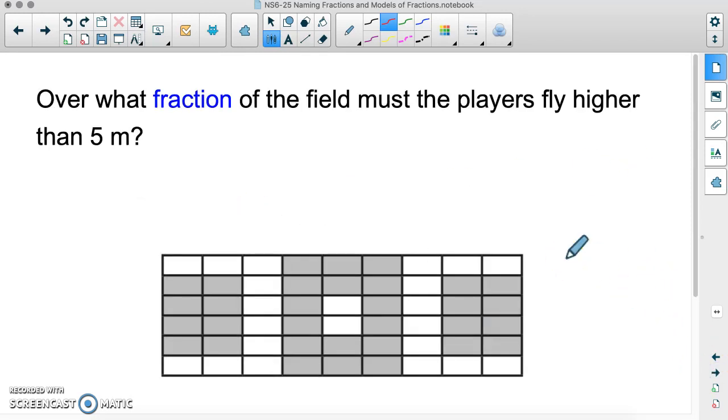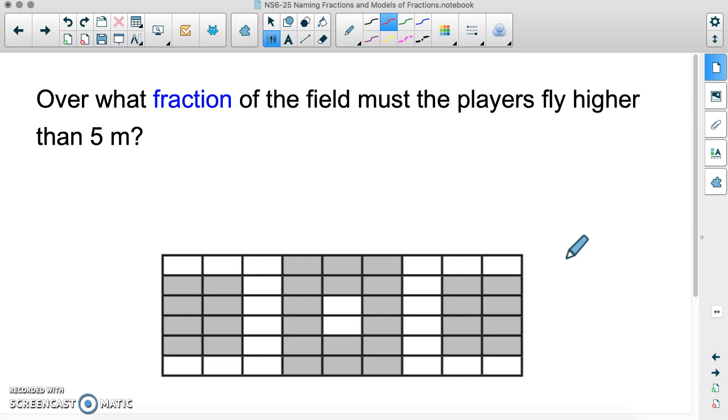Now, a sport is played by witches and wizards on brooms that has a rule that the players must fly higher than 5 meters above the ground over certain parts of the field. This is shown as the shaded parts in the diagram that's on the screen. So over what fraction of the field must the players fly higher than 5 meters?